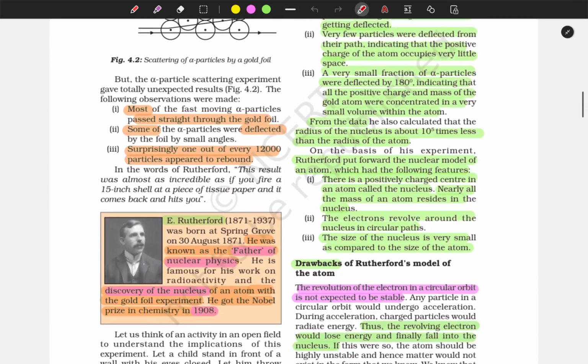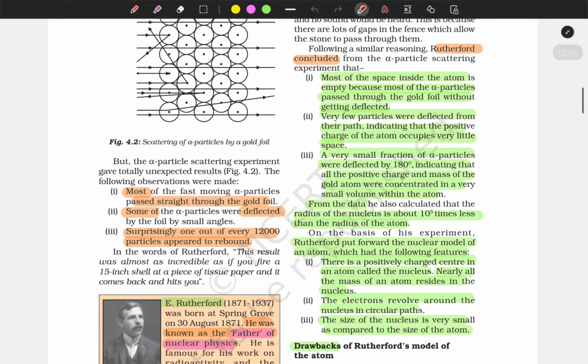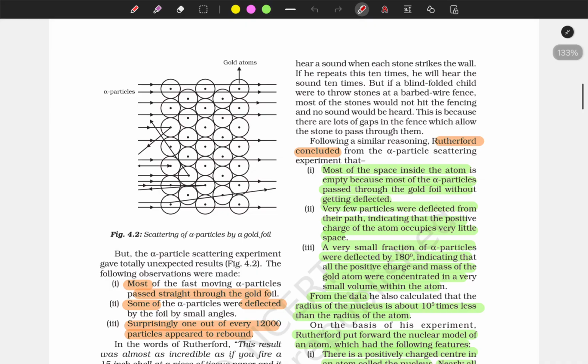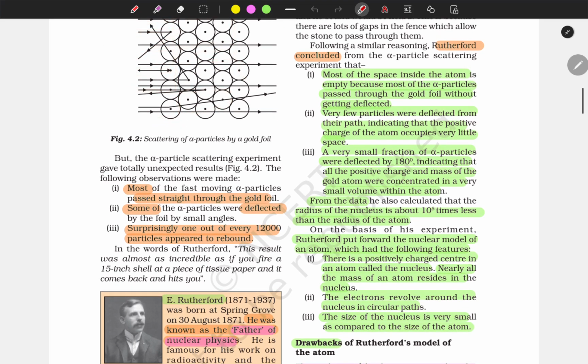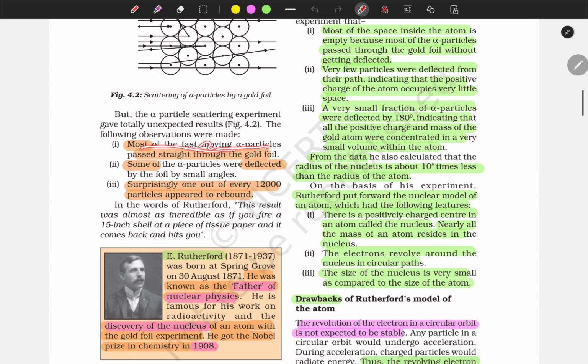So what happened in the experiment is concluded here. You can see that some of the alpha particles are going straight. These are the gold atoms. Some are deflected, and one of them is reflected 180 degrees back. Most of the fast-moving alpha particles pass straight through the gold foil, and some alpha particles are deflected by the gold foil at small angles. Surprisingly, 1 out of every 12,000 particles appeared to rebound.